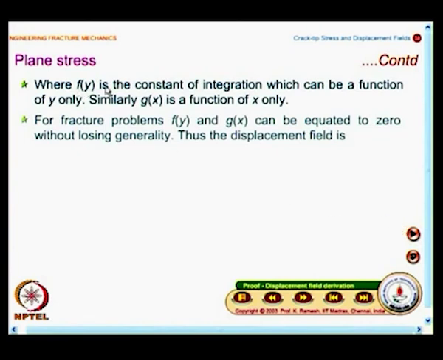F of y is the constant of integration, which can be a function of y only. Similarly, g of x is a function of x only. And I have made a statement that for fracture problems, f of y and g of x can be equated to 0 without losing generality. That makes our life simple, but we would really go and find out the reason behind it.